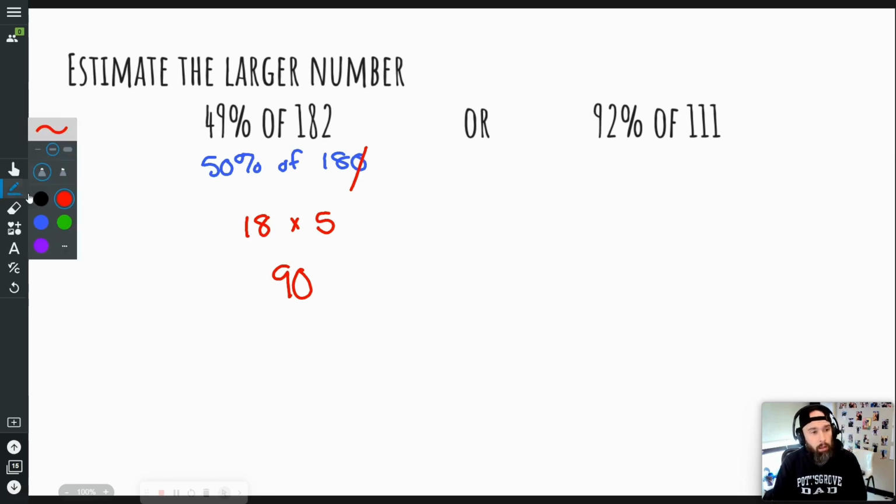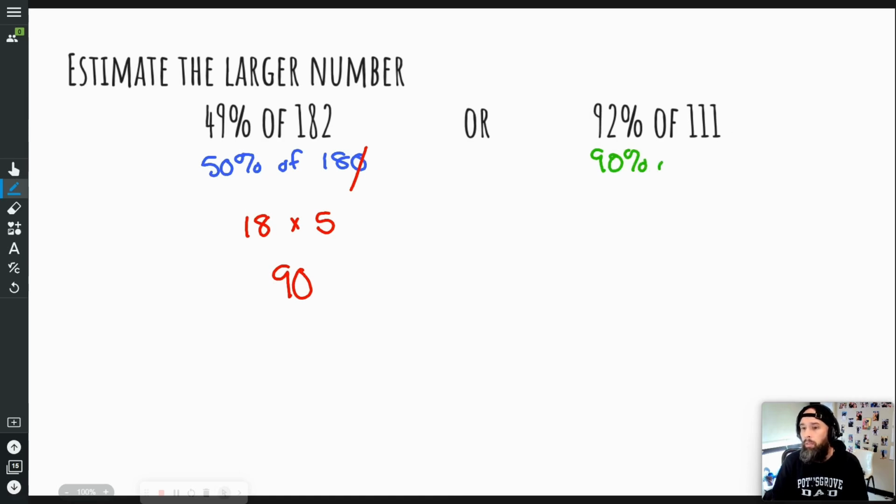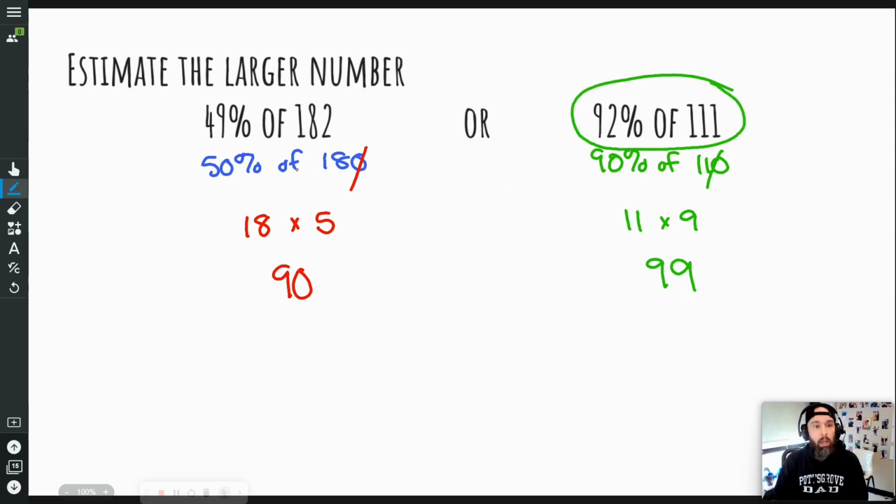Now this other one, 92%, I think I'll drop you down to 90%. Of 111, I think I'll drop you down to 110. Okay, so 10% of 110 has me hacking off that 0, which is 11. To get to 90%, I'm going to multiply by 9, and 11 times 9 is 99. So the larger estimate, the larger number, would be what I have here in green. So 92% of 111 is going to be larger than 49% of 182.